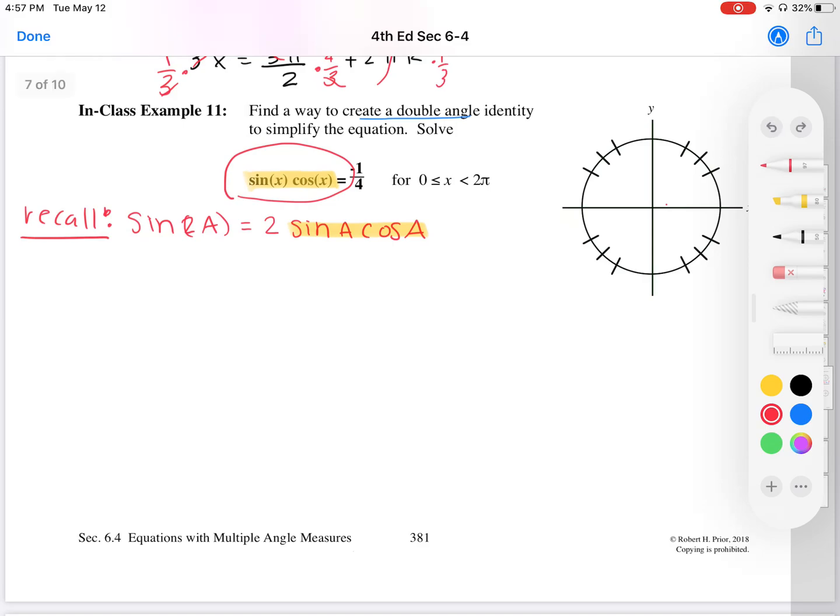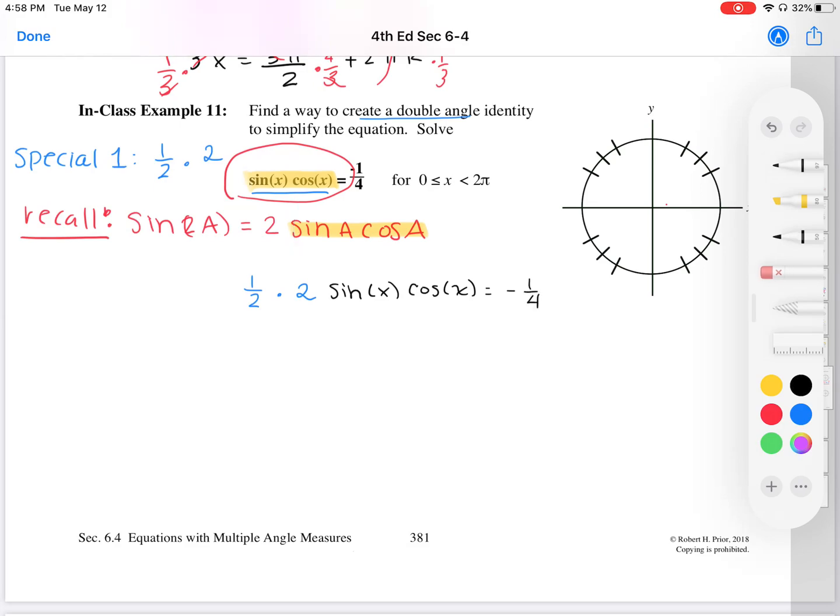But I know that if I multiply by 1, it changes nothing. It's just itself. So I'll multiply by a special 1, which would be 1/2 times 2. Because isn't 1/2 times 2 equal to 1? Okay, so we're going to take our problem and rewrite it so that I have 1/2 times 2 sine of x cosine of x is equal to -1/4.